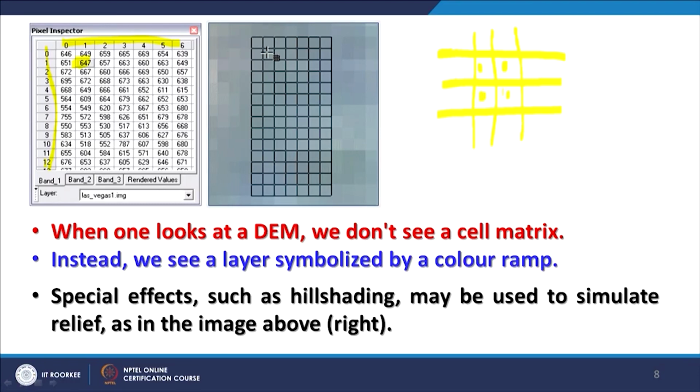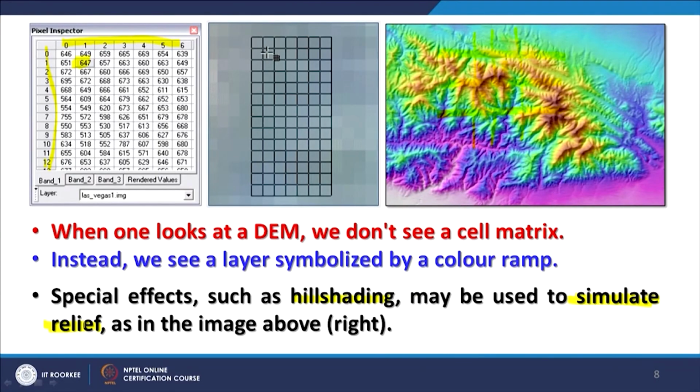Now, among the spatial effects or derivatives of a digital elevation model, a very popular derivative is called hill shading or shaded relief model, SRM, which may also be used to simulate relief. That means we can use the elevation value as a Z value and create a 3D perspective, which brings the terrain to real life rather than simple grayscale. We will have a shaded relief model which gives a real feeling about the terrain.